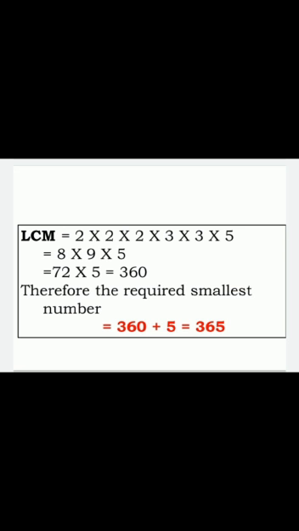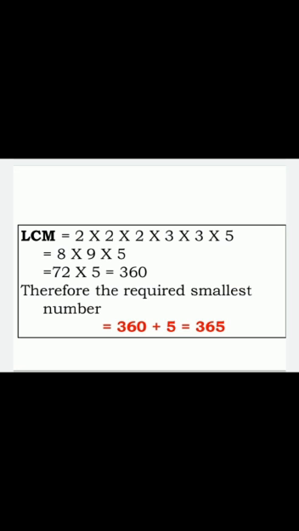After finding the LCM of 8, 9, 10, 15, 20, you will write LCM is equal to 2 into 2 into 2 into 3 into 3 into 5, and after multiplying you will get 360. So the required smallest number is 360. Now you are going to add 5 to 360. So 360 plus 5 is equal to 365. Now when you divide 365 by 8 or 9 or 10 or 15 or 20, you will get the remainder 5.